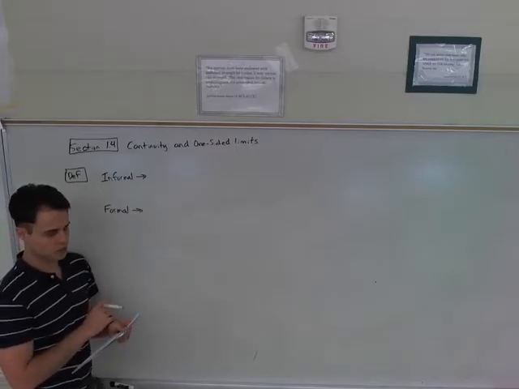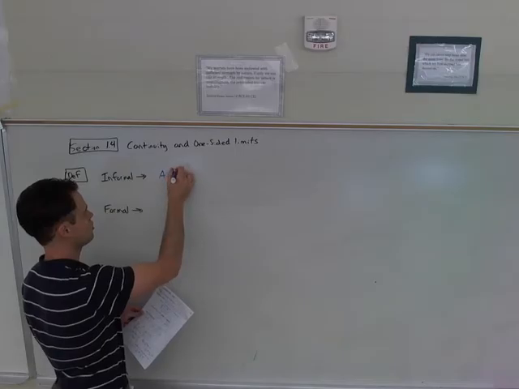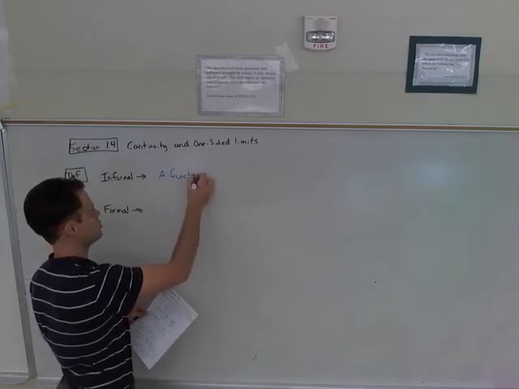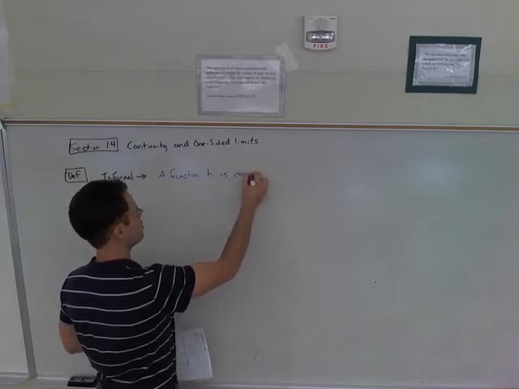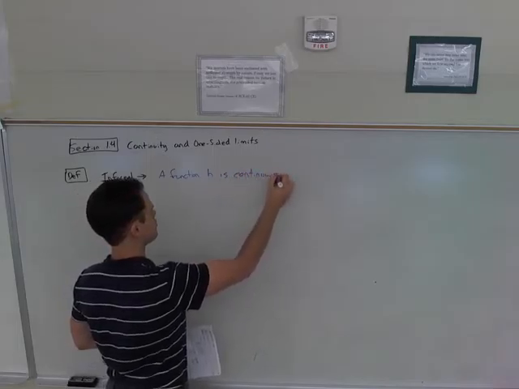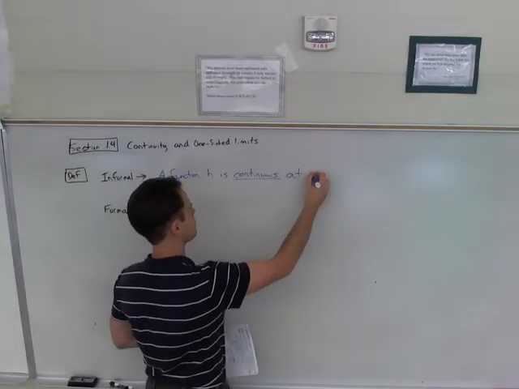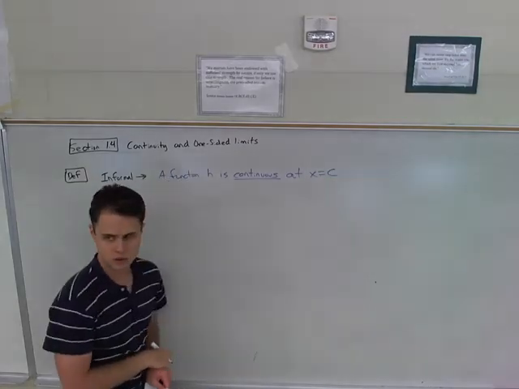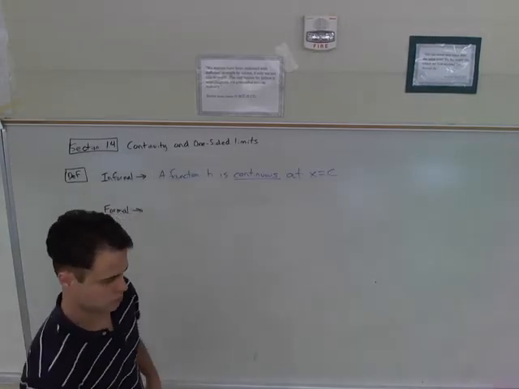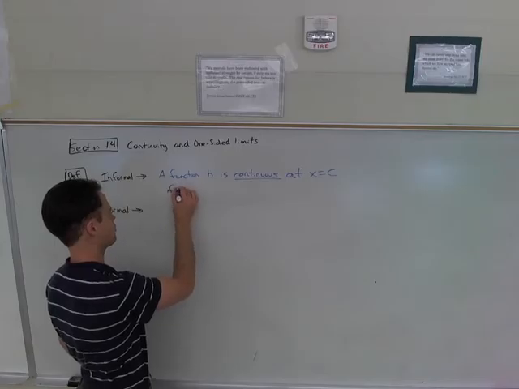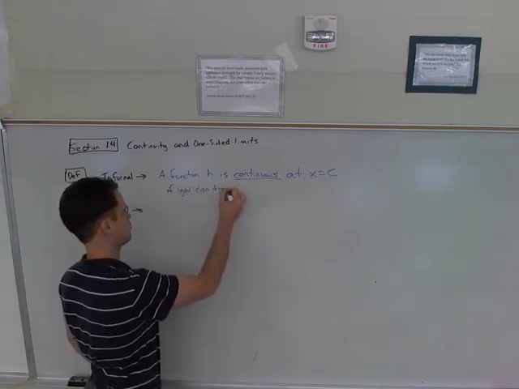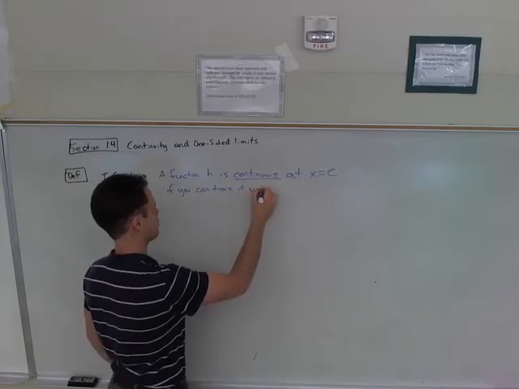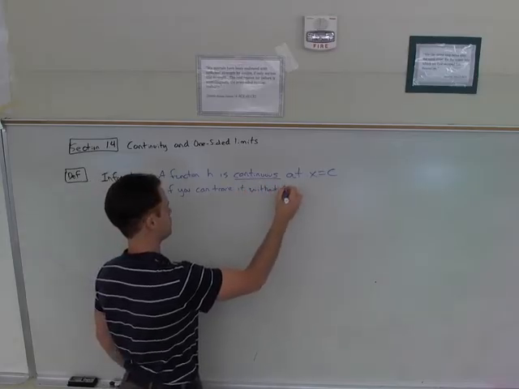Okay, so the informal definition is: a function, let's just use a different letter, h, is continuous. That's what we're defining. At a specific value, if you can trace it without lifting your pencil.